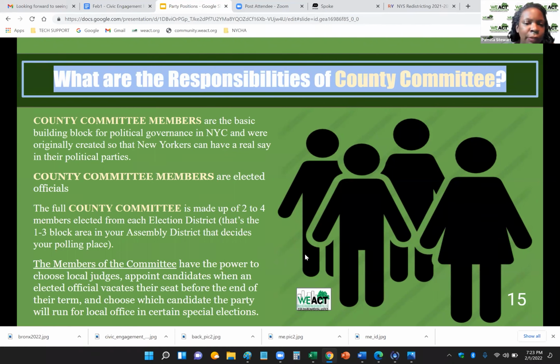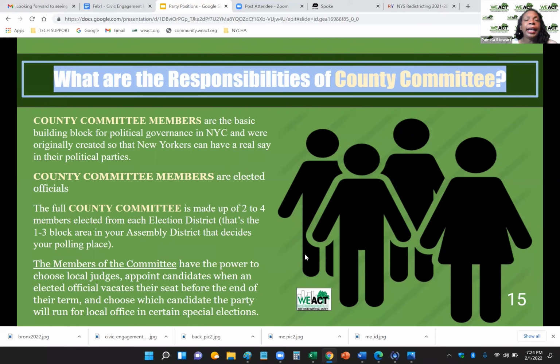The full county committee is made up of 2 to 4 people per election district. Each election district is a 1 to 3 block area. Members of county committee have the power to choose local judges, appoint candidates when an elected official vacates their seat before the end of their term, and choose which candidate the party will run for local office in certain special elections.